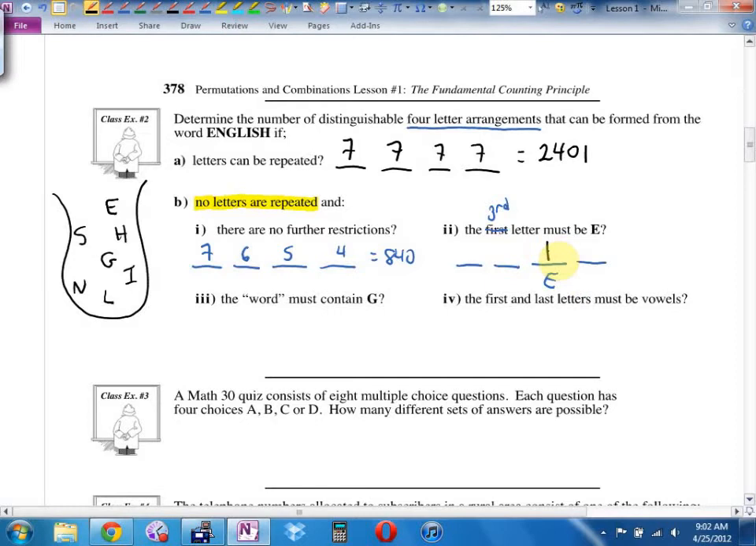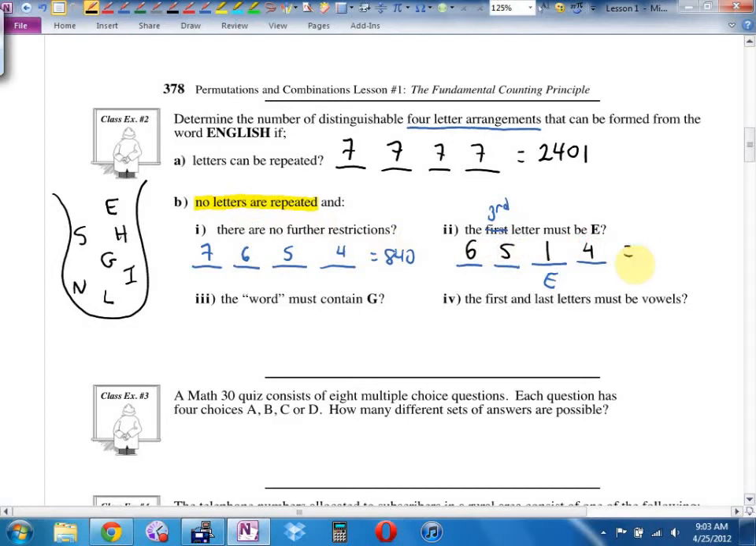Wait a minute, it says the third letter. I know, I don't care. I'm always going to do any restriction first. I just picked an E. How many letters now do I have to pick for the first one? Six. Then? No, not six. Five. Then?